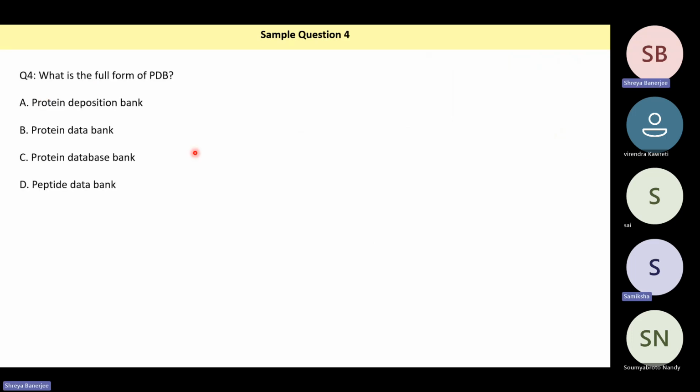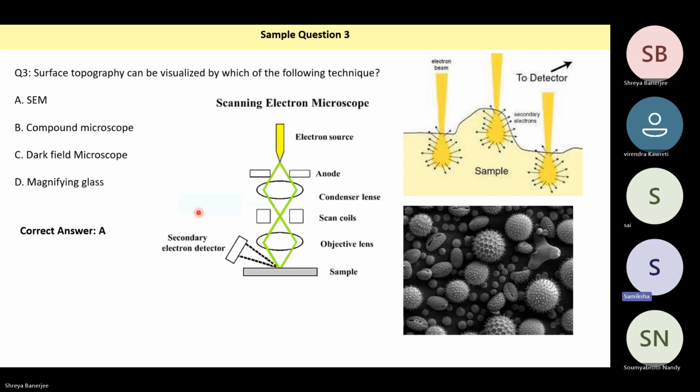So the image is of pollen grains. I am not sure actually. It's probably pollen grains as far as I remember, but I have to check once. You can see only the surface can be clearly seen. Yes, ma'am. So yeah, it is using SEM.